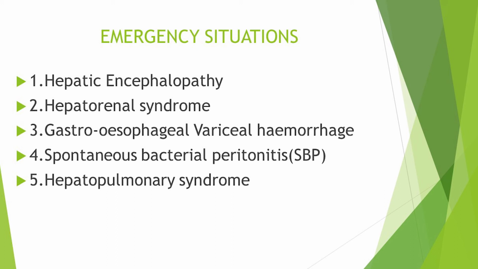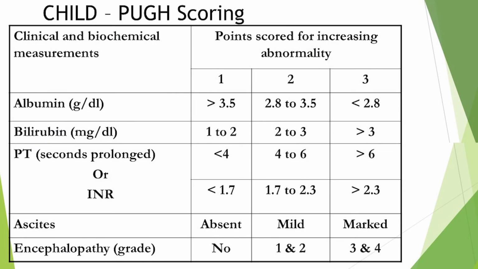In an ascitic patient, they may develop spontaneous bacterial peritonitis, that is, the ascitic fluid is infected. It is an emergency because if this situation is not managed adequately and promptly, the patient may develop hepatic encephalopathy, or hepatorenal syndrome. Both are very serious conditions with a significant mortality rate. Then hepatopulmonary syndrome.